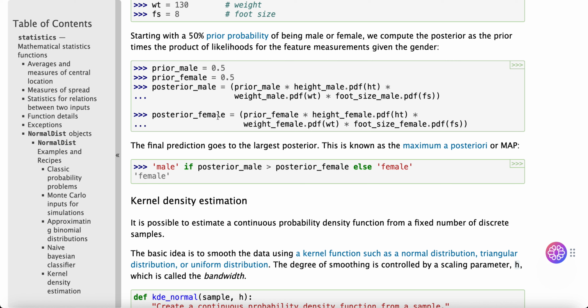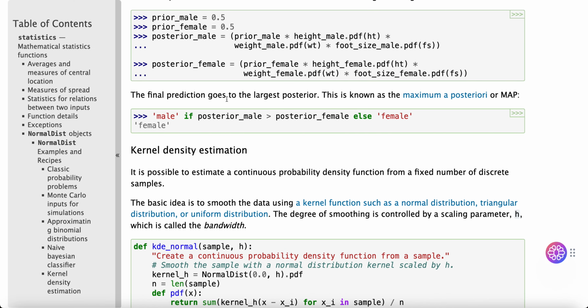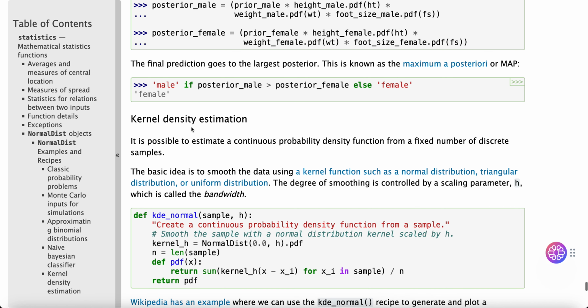Posterior female is the same. The final prediction goes to the largest posterior. This is known as the maximum a posteriori or MAP. Male if posterior male greater than posterior female, else female.